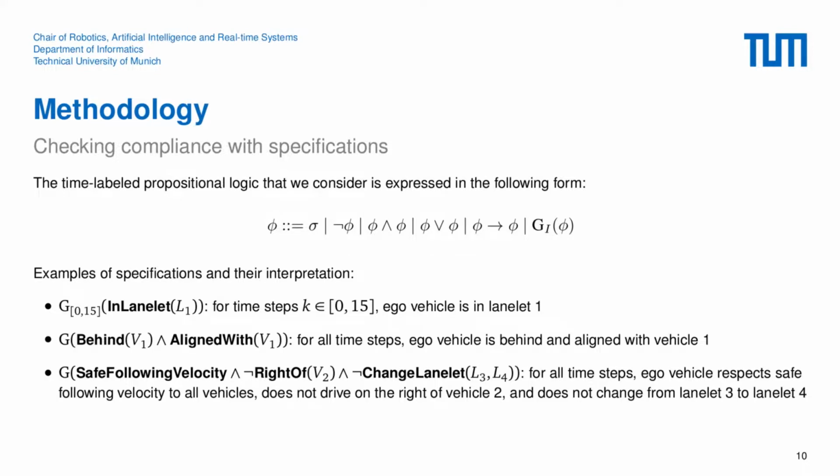We show a few examples of specifications along with their interpretations. The first demands that for time steps between 0 and 15, the ego vehicle should be in lanelet 1. The second demands that for all time steps, the ego vehicle is behind and aligned with vehicle 1. The third demands that for all time steps, the ego vehicle respects safe following velocity to all vehicles, does not drive on the right of vehicle 2, and does not change from lanelet 3 to lanelet 4.